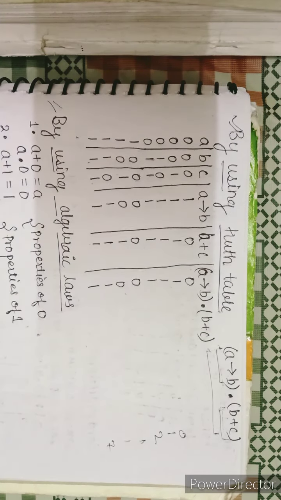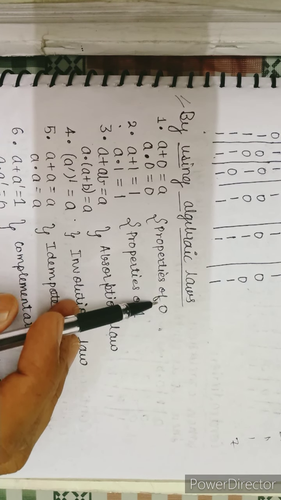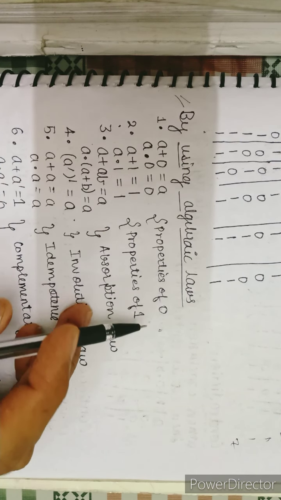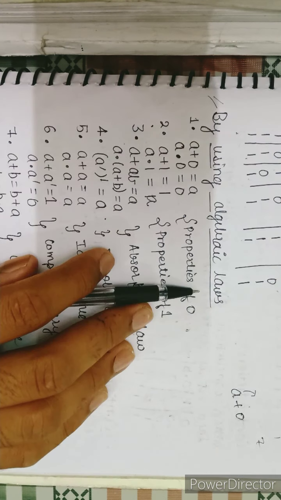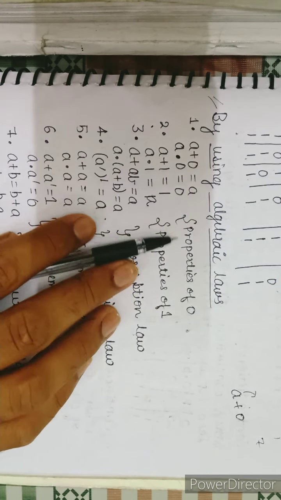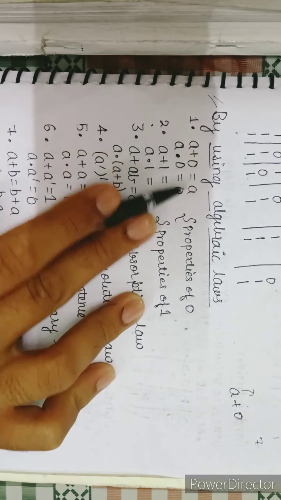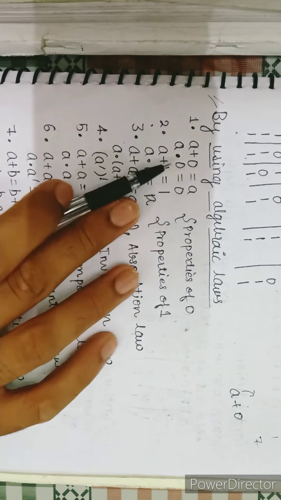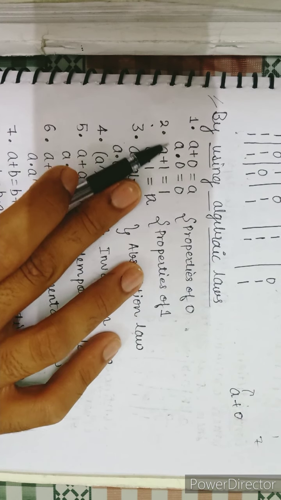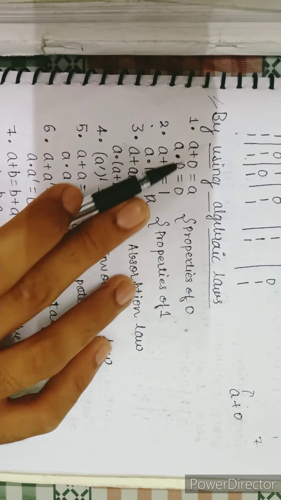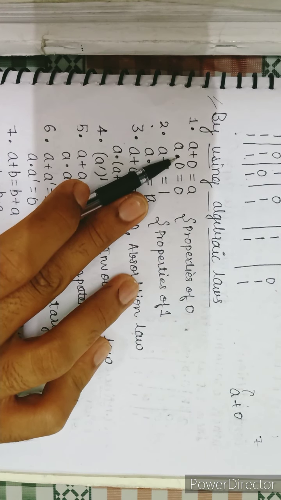Now coming to the second part, that is using algebraic laws. There are about 11 to 12 algebraic laws. First is properties of 0. When we add 0 to any proposition, it gives the same proposition. When we multiply it with the proposition, it gives 0. The dot represents the AND operator.